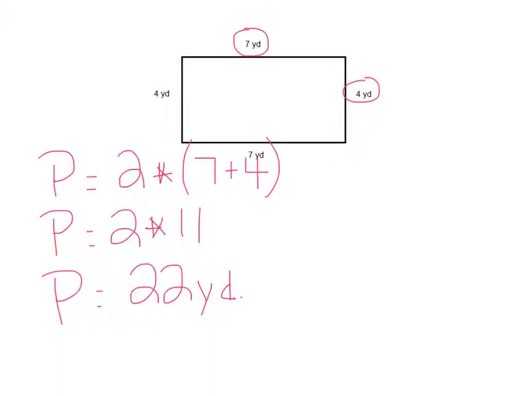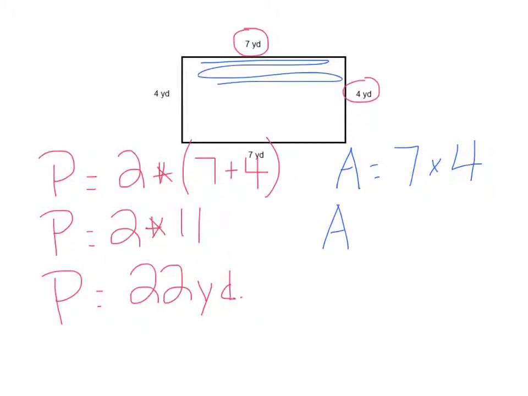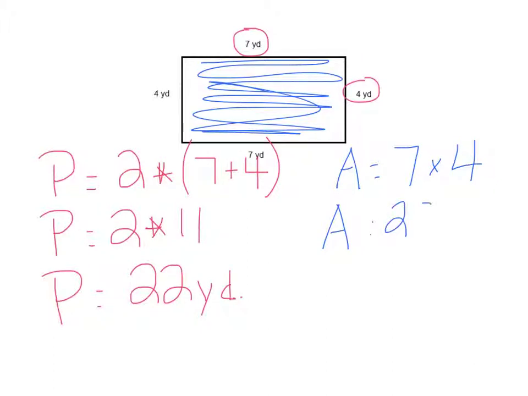Okay, hopefully you wrote something that looks like this. Area equals, remember, it's length times width. So we should have A equals 7 times 4. The area, everything inside of this rectangle, equals 28. And remember, our units have to be squared, so it will be 28 square yards. And we can write that just like this. Yards squared.